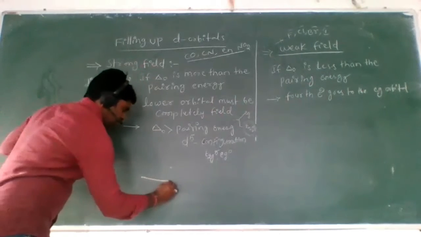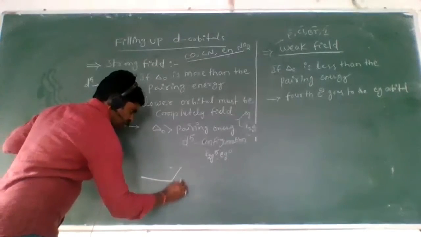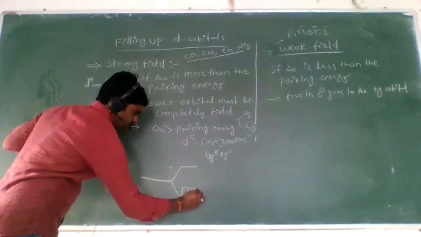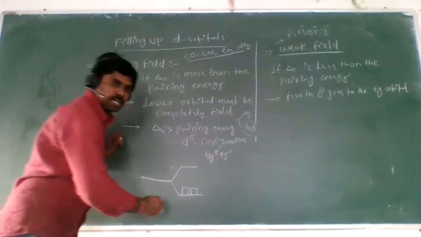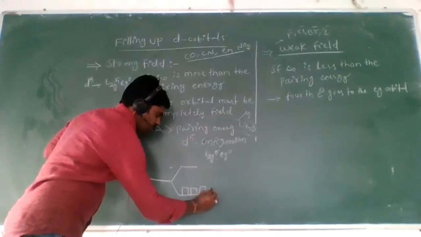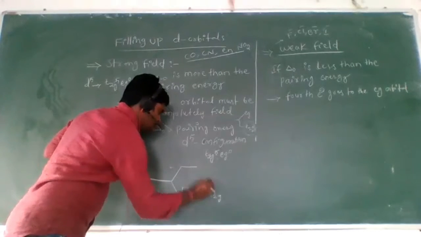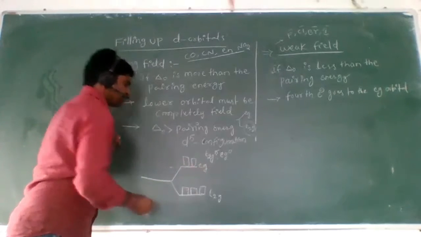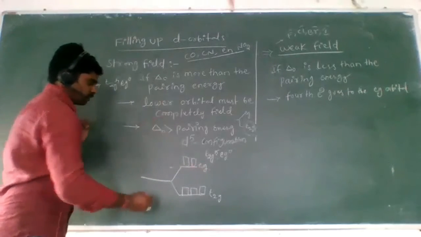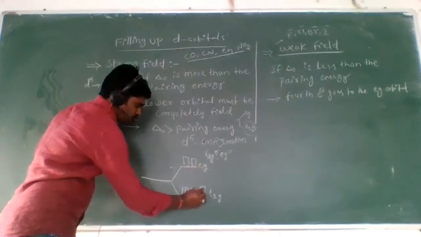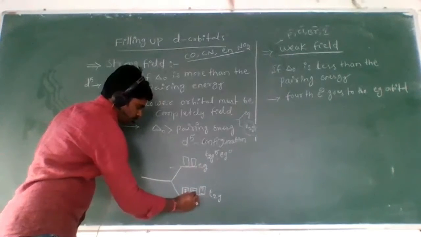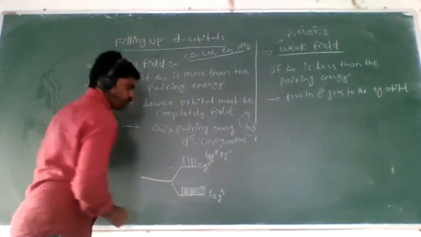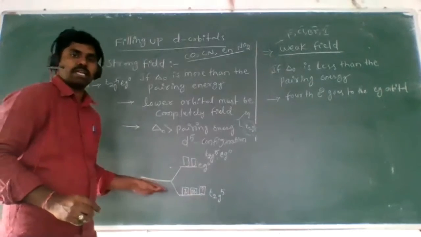Look at here, I draw that one. How are the electrons filled? Here, how many T2g orbitals are there? Yes, 3 T2g orbitals. This one is the Eg orbital. Here are 5 electrons: 1, 2, 3, 4, 5. So finally t2g5 eg0. So this is the filling.